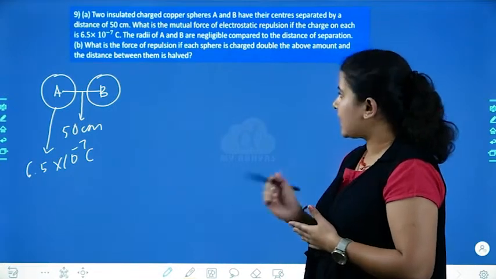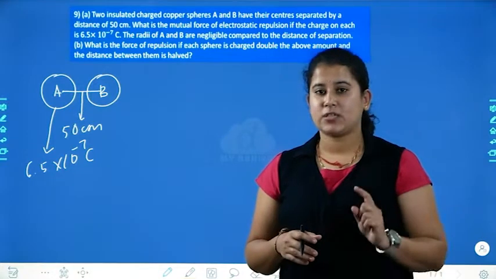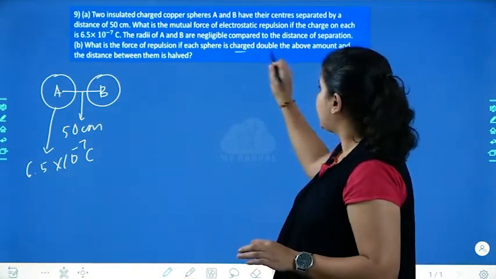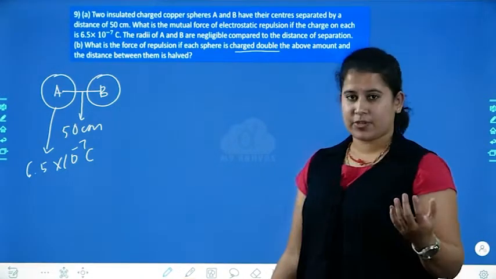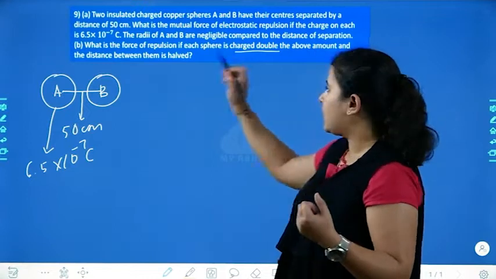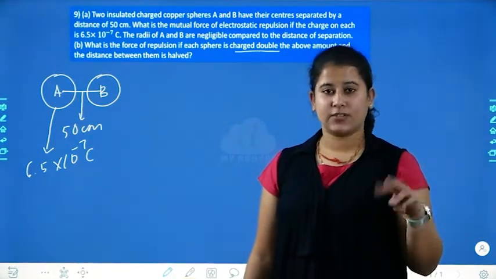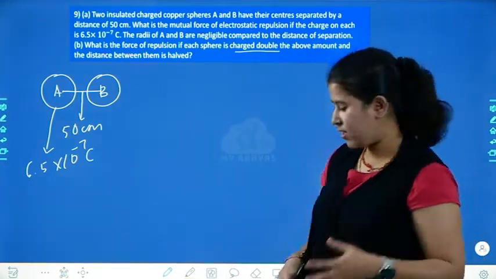So for the second question, what I have to find out is the force of repulsion if each sphere is charged double, and also the distance between them. If the charges are doubled and if the distance is halved, what will be the answer? I have to just check it out.